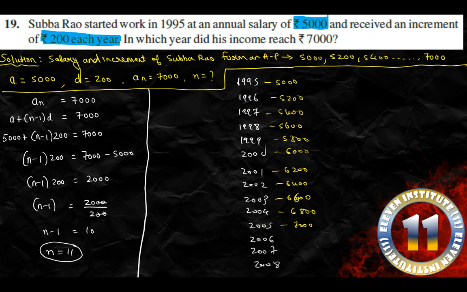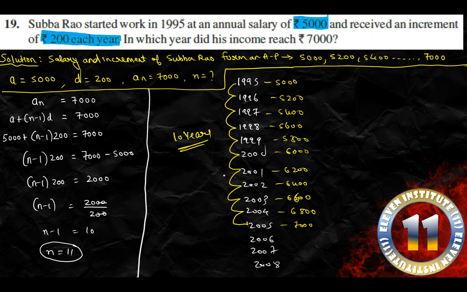First year, second year, third, fourth, fifth, sixth, seventh, eighth, ninth, 10th. So it took 10 years if time is asked.